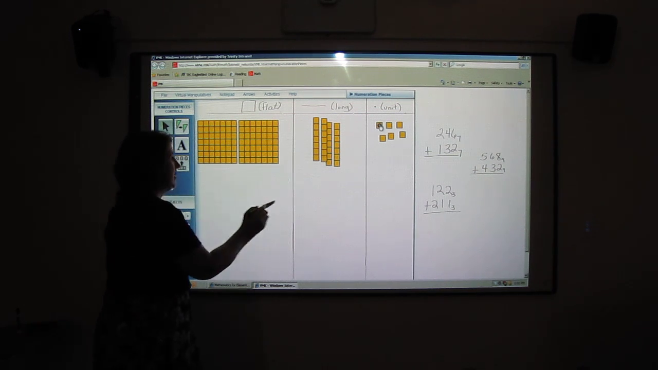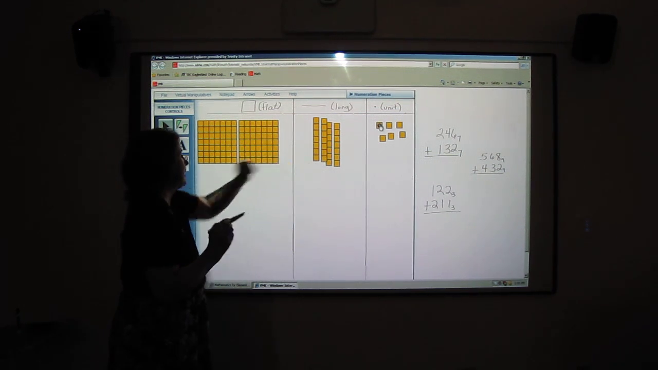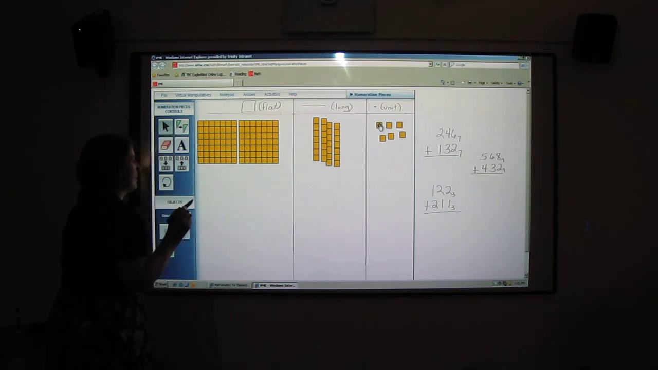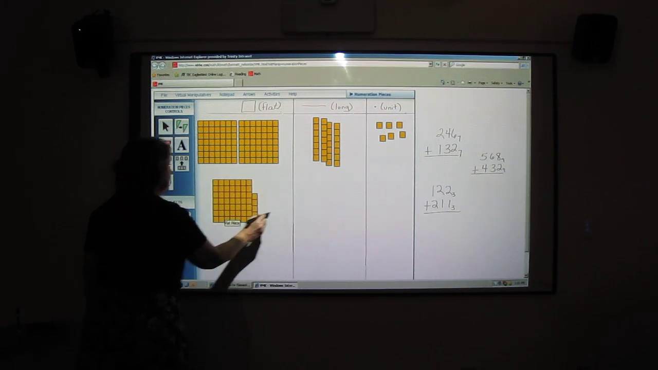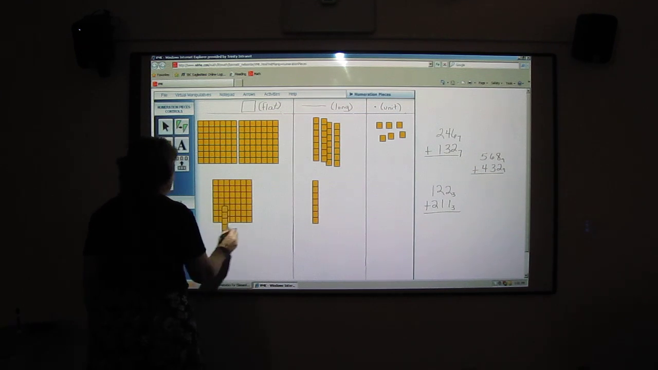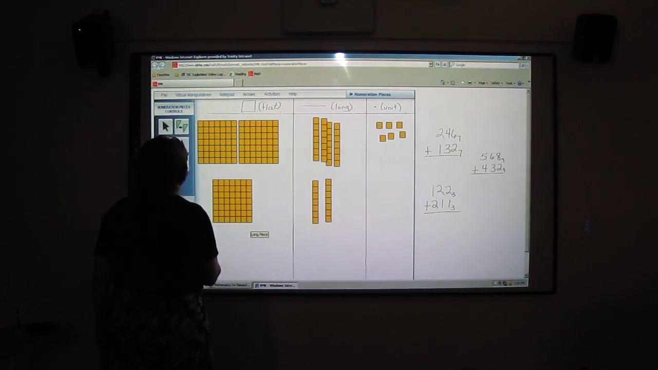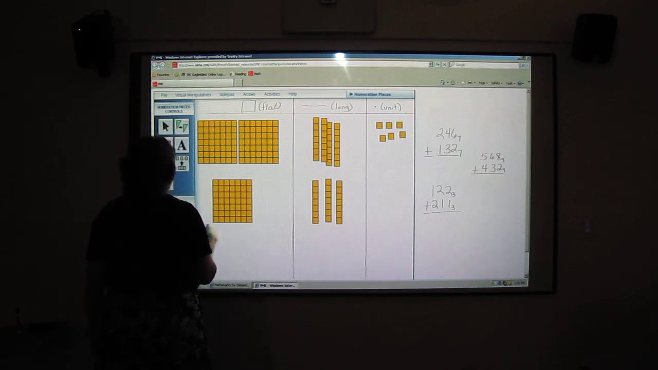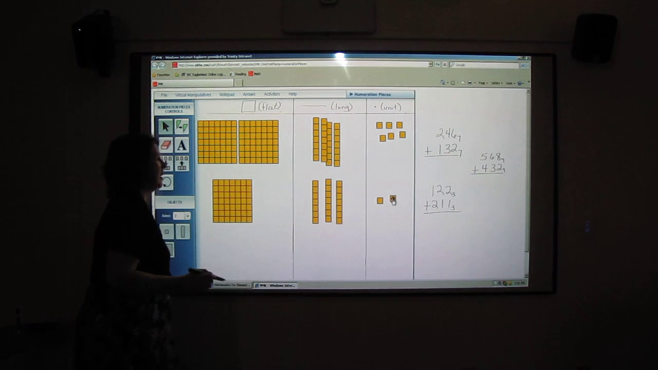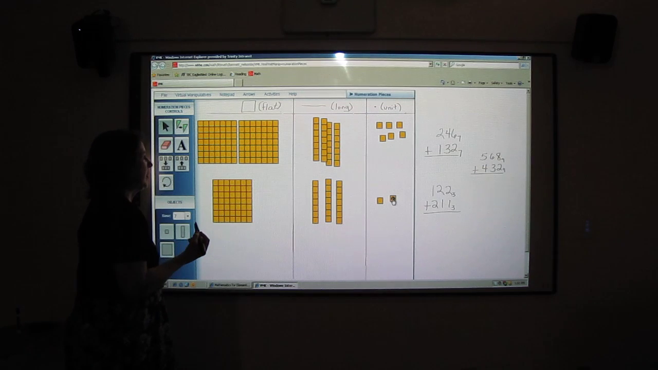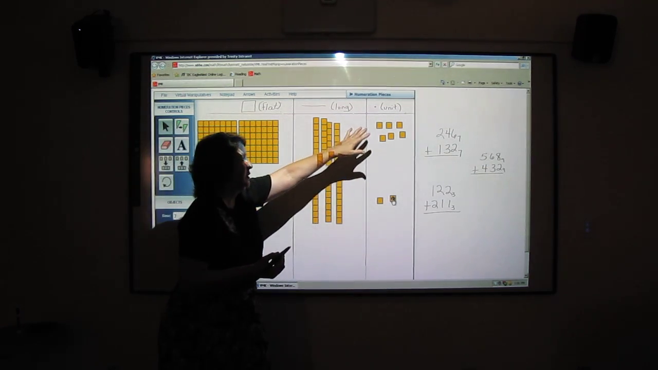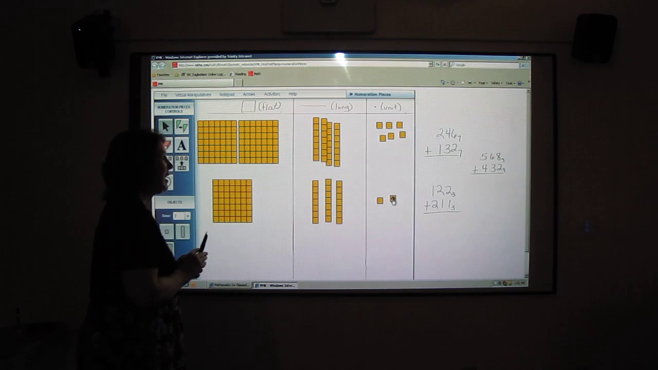So let's start off with 246 base 7 plus 132 base 7. We've already got 246 base 7 out there. Let's bring out underneath of it 132 base 7. When we add them together, we just move them all together. So therefore, in the units column, we will have 8.